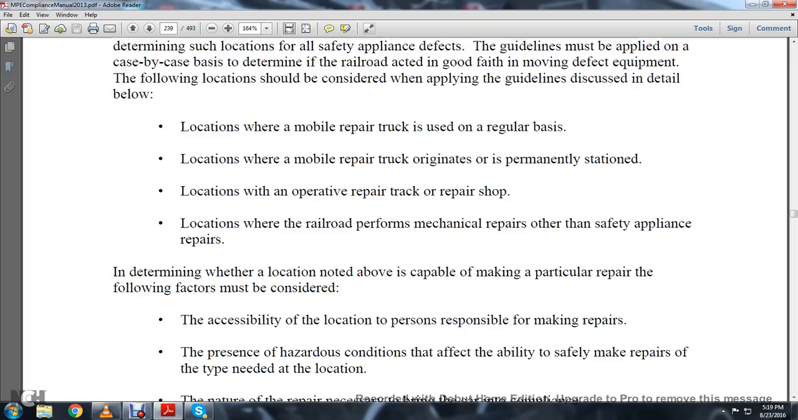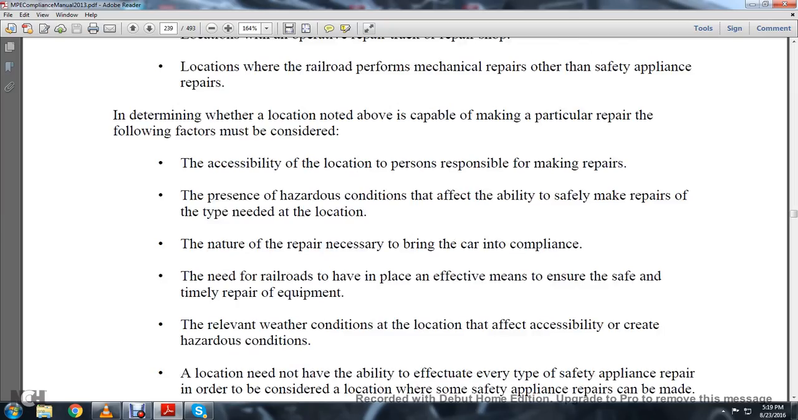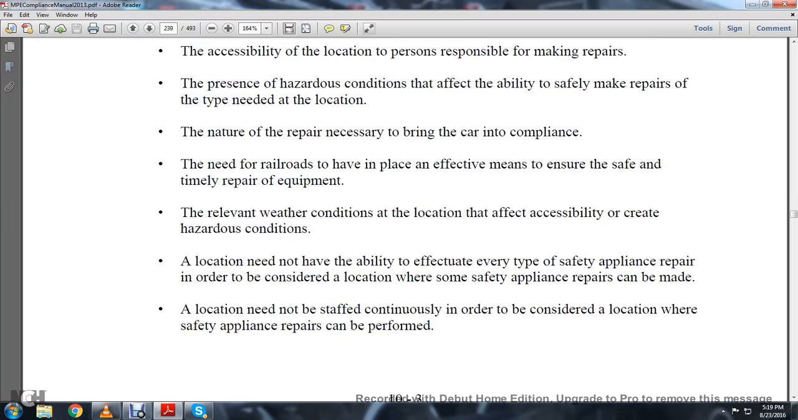In determining whether a location is capable of making a particular repair, the following factors must be considered: the accessibility of the location, the responsibility for making the repairs, present hazardous conditions and their effect on the ability to safely make repairs at the location, the nature of the repair necessary to bring the car into compliance, the need for railroads to have a place and effective means to ensure safe and timely repair of equipment, and the weather and conditions at the location that affect accessibility and create hazardous conditions.